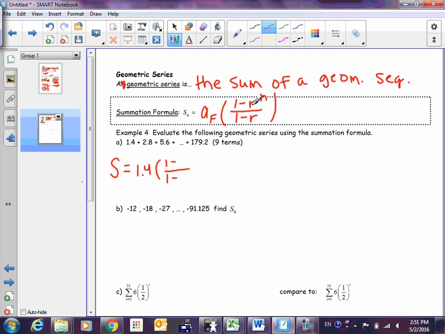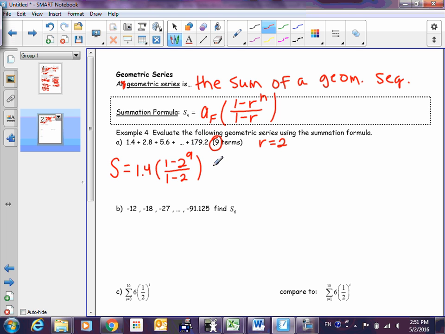Okay, r. They don't flat out tell us r, but can you figure it out? How do you get from 1.4 to 2.8 to 5.6 and so on? What are you multiplying by? 2. If you're not sure, you need to do 2.8 divided by 1.4, 5.6 divided by 2.8, and they should be the same number. That's how you know. All right, how many terms are there? 9. They could have made us figure out how many terms there were, but they didn't, which is kind of nice.